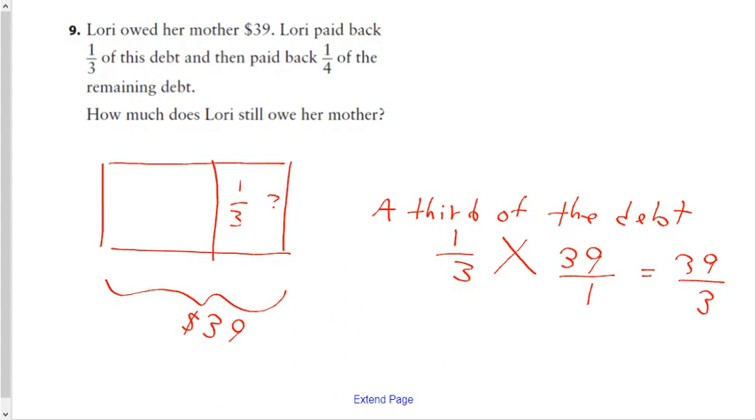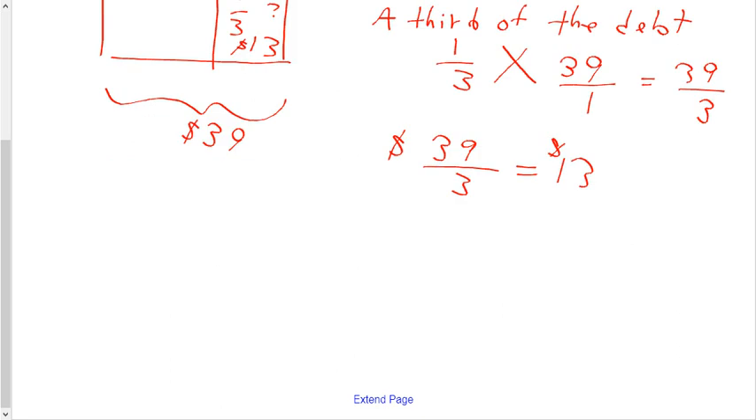And finally, since it's dollars, we don't want to keep it as, technically as this. How much money did she pay back? She paid back a third of 39, which is $13. So therefore, she paid back $13 with her first payment, which means her new debt is the $39 minus the 13. Her debt is now $26.